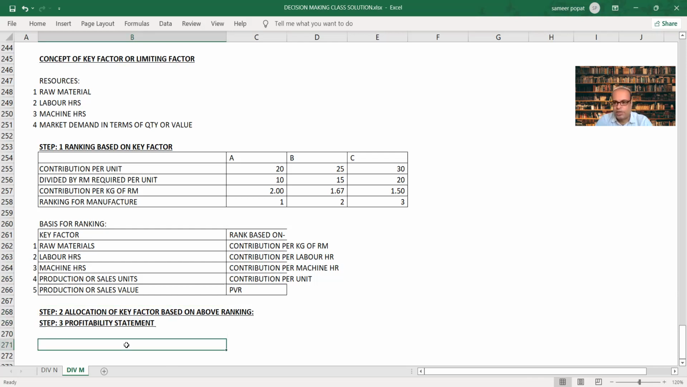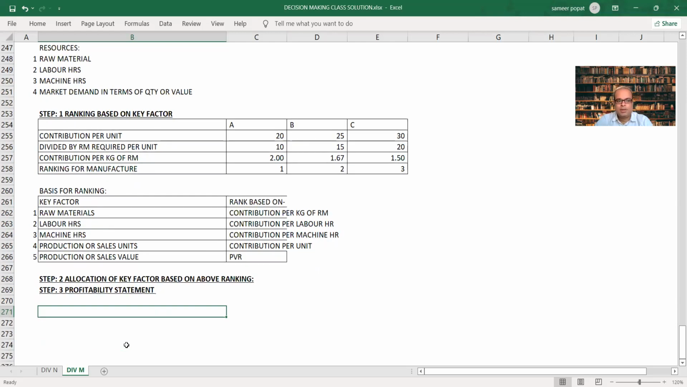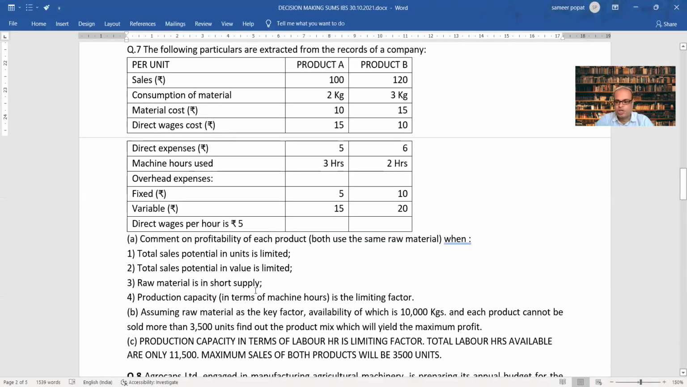I hope everyone understood it. Yes, sir. Okay. So let us start the sum. Question number 7.